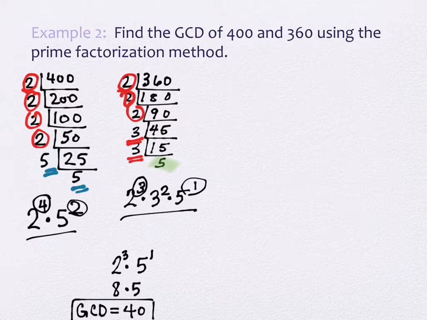They don't affect the greatest common divisor. We will do things with it when we get to least common multiple. But for the greatest common divisor, they don't affect what the answer is for this.